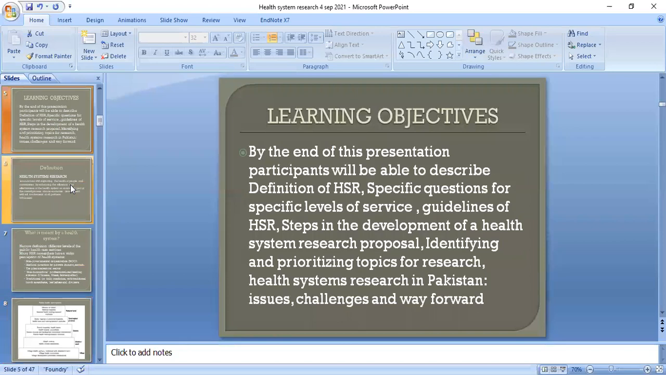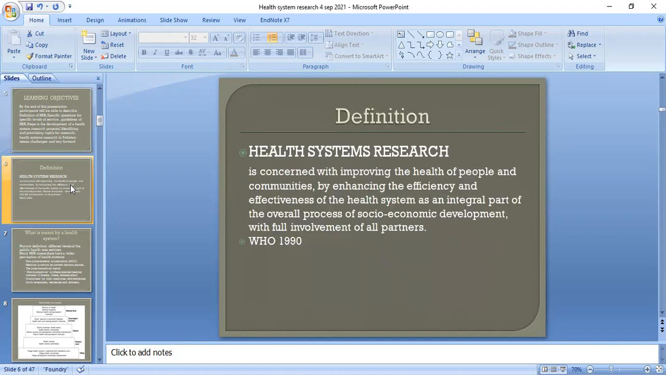By the end of this presentation, participants will be able to describe the definition of health system research, specific questions for specific levels of service, guidelines for health service research, steps in the development of a health system research proposal, identifying and prioritizing topics for research, and health system research in Pakistan, its issues, challenges, and way forward.